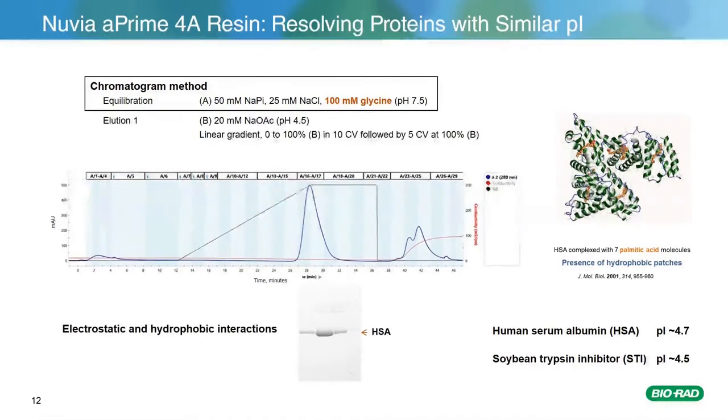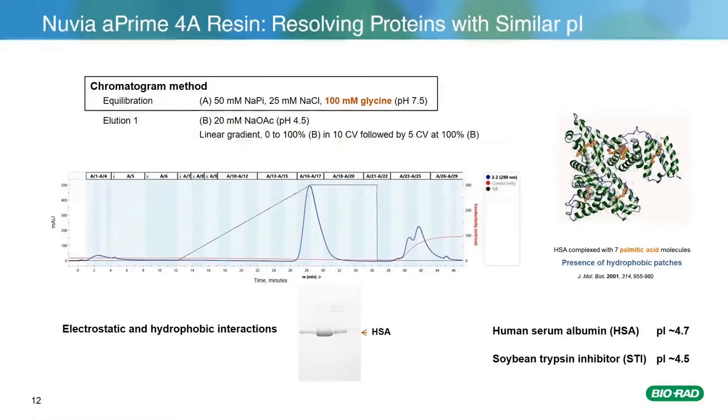When we applied a gradient between buffer A and buffer B to the column, only HSA was eluted. Buffer B doesn't have any sodium chloride or glycine, and its pH is 4.5. During the course of the gradient, the negative charges on HSA were neutralized by the acidic buffer. This minimized the electrostatic interactions between the protein molecules and the resin. At the end of the gradient, glycine was eliminated from the system too. There's no more hydrophobic interaction.